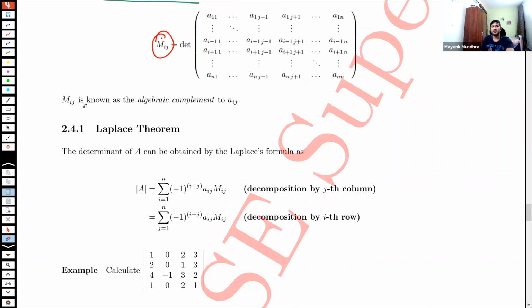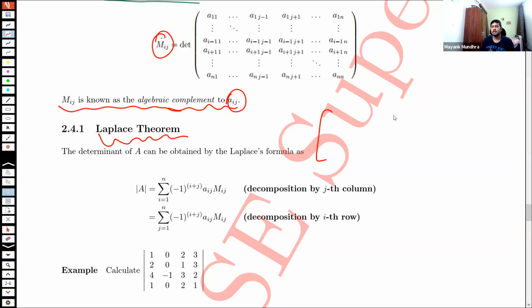Now, minor Mij is known as the algebraic complement to the element Aij. We'll come to it in a bit. Why is it necessary? We'll look at one of the properties where minors are useful. But let's look at Laplace theorem. Laplace theorem.